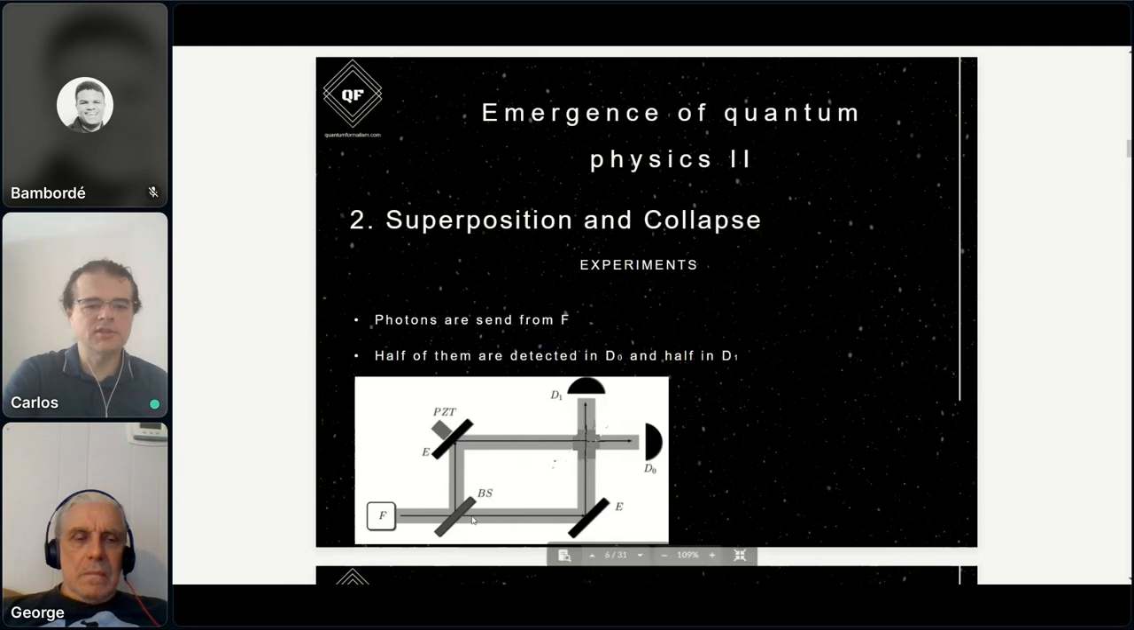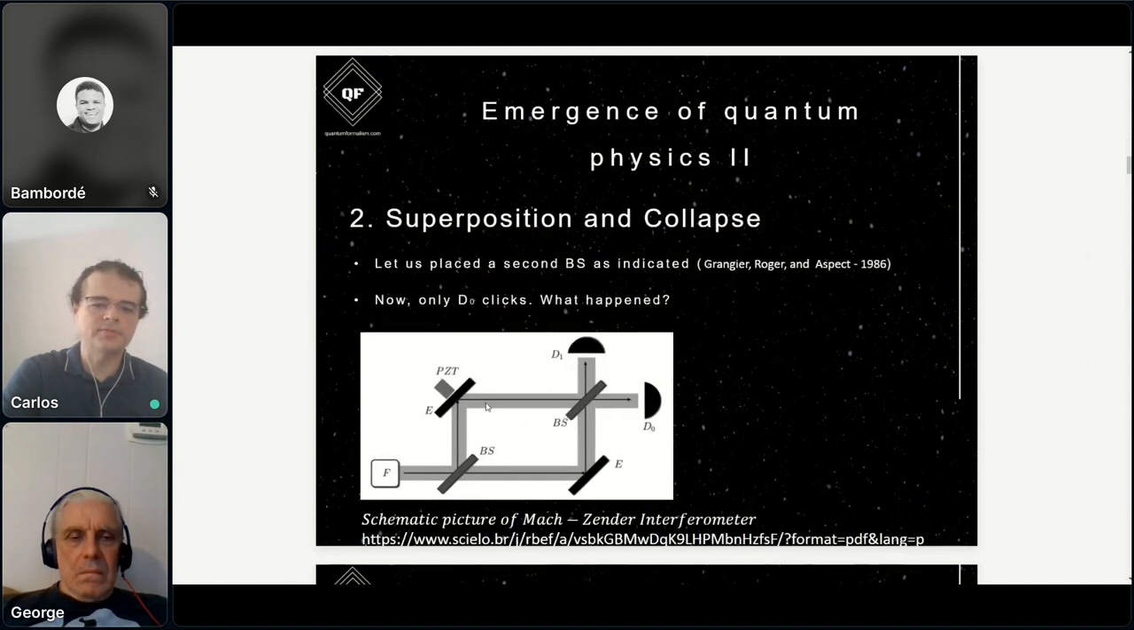So it seems like the photon here works like in the discussion we had in the last lecture, like a particle, right? It will be detected here. If you do this experiment 100 times, 50 of the times it will be detected here, and 50 of the times it will be detected in D1.